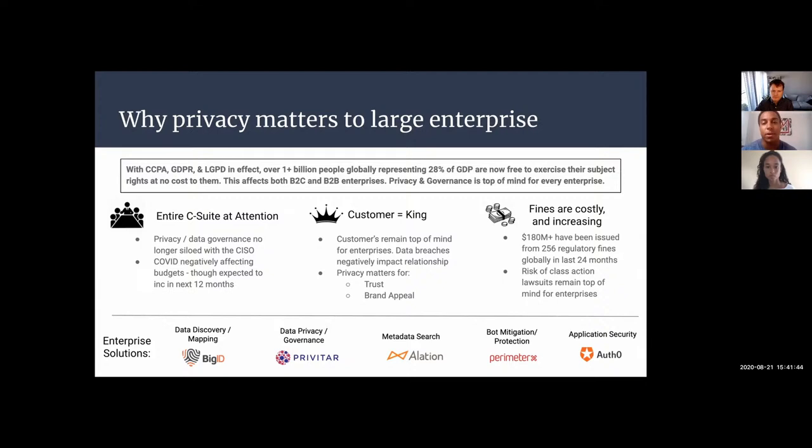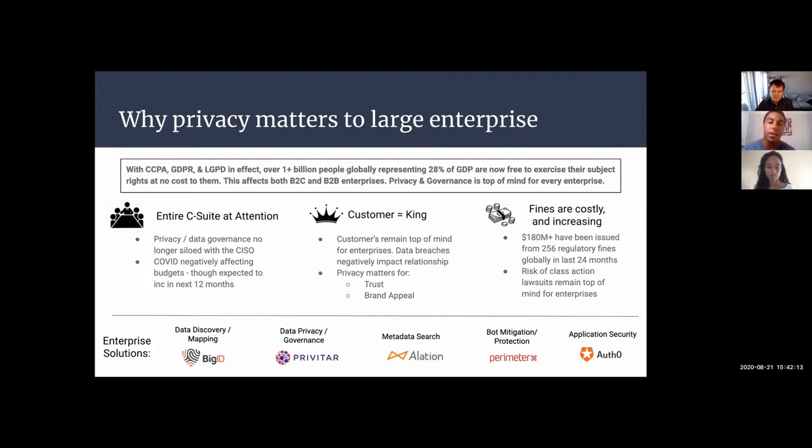Another key theme here is that customer is king. Customers remain important for every business, and a data breach will negatively impact the relationship that these enterprises have with their customers. Every data breach, including some of the high-profile cases that we've seen from Equifax and from Facebook, is proving negatively impactful for these companies and runs the risk of losing trust with their end customers as well as brand appeal with their customer bases.